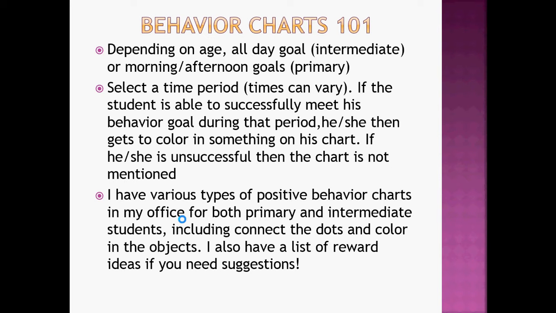Depending on the age of your child, you can have a goal for the day, which is usually recommended for intermediate, or you can break it down into the morning and afternoon and have a goal for each. Select a time period such as every 30 minutes. Times can vary. If the student is able to successfully meet his or her behavior goal during that period, he or she gets to color in something on his chart. If he or she is unsuccessful, then the chart is not mentioned and nothing is colored in, nor is it marked off with a sad face or an X.